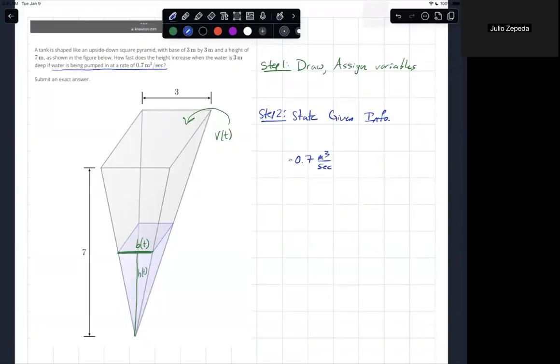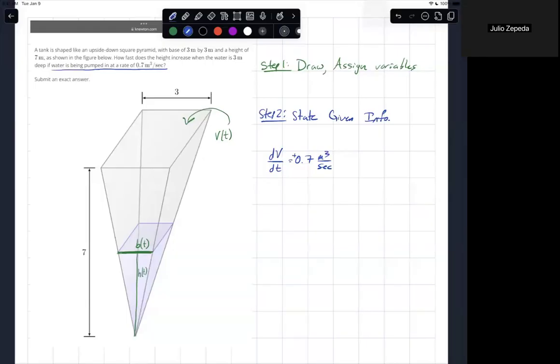The units indicate that this is a rate of change. And cubic meters, that's a cube, that's a volume. Okay, so dV dt is 0.7, and it is positive, right? Since water is being pumped in, the volume is increasing.